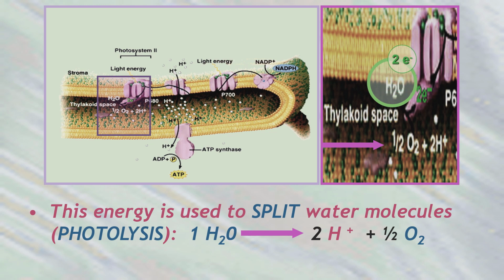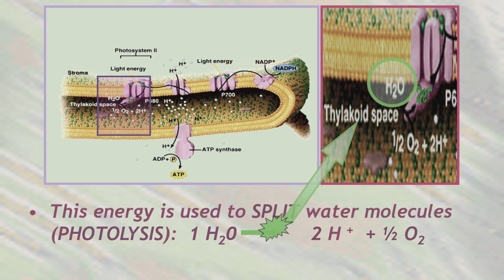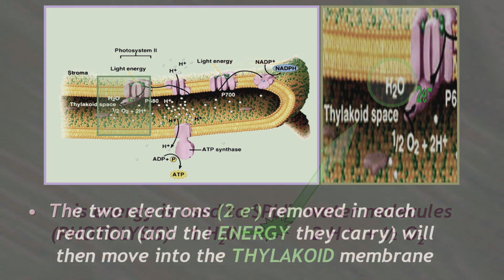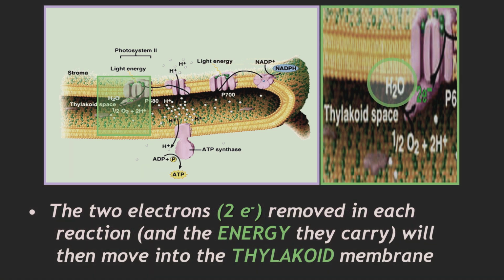As this occurs, the electrons that were being shared by the hydrogen and oxygen are pulled off. Now, in reality, you have to talk about things in whole numbers, you actually have to have 2 waters to get 4 H+ and 1 O2. But the basic idea is that the energy of light is used to split the water molecule. The 2 electrons, which are removed in each of those reactions, and the energy they carry, will then move into the thylakoid membrane.